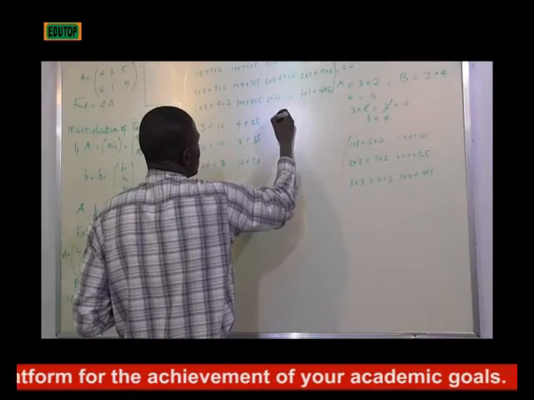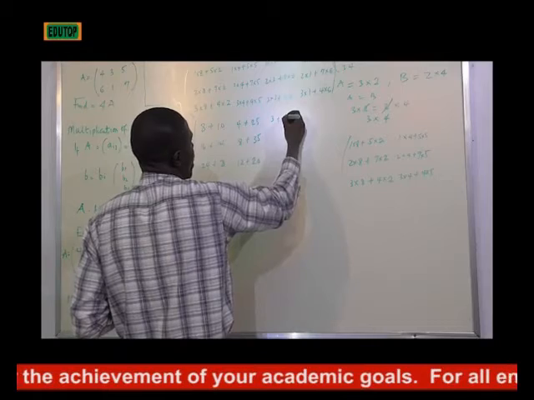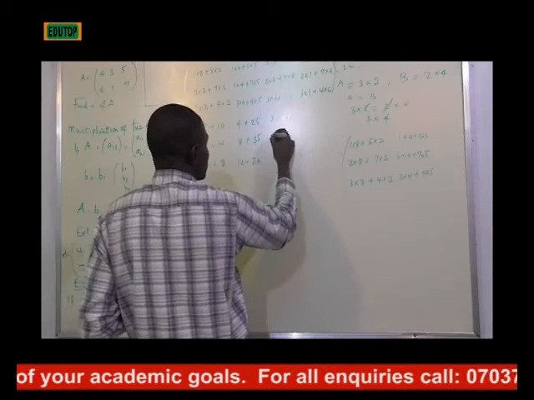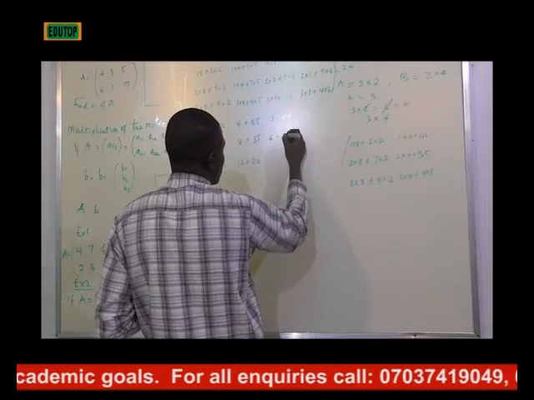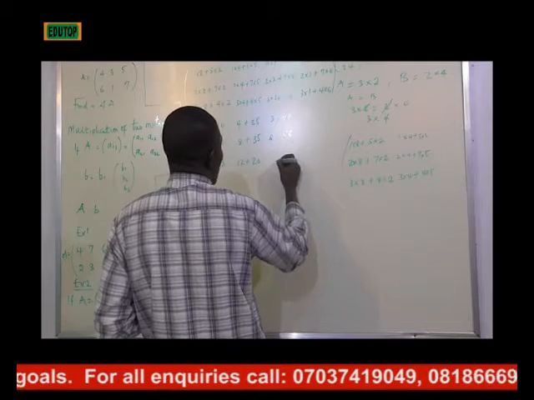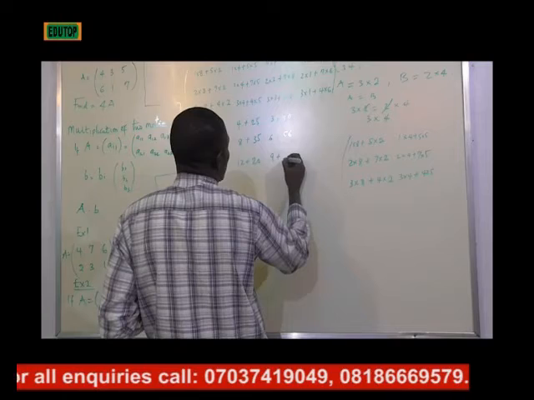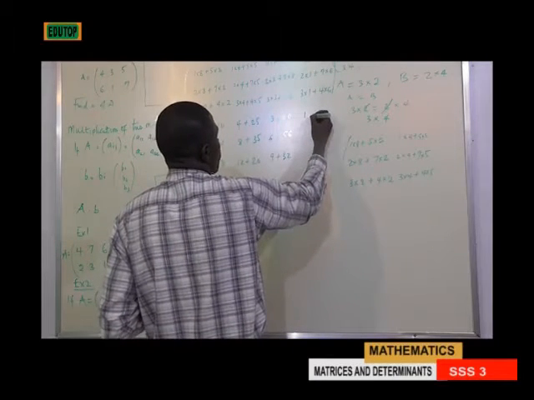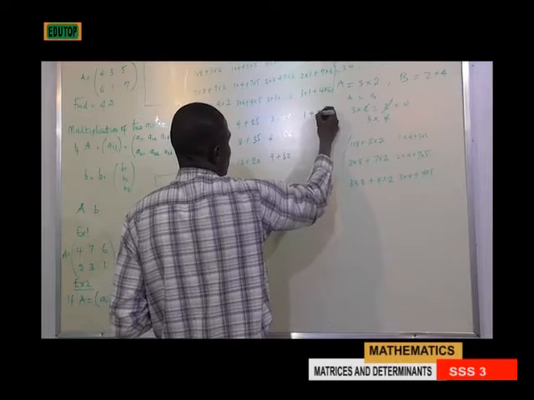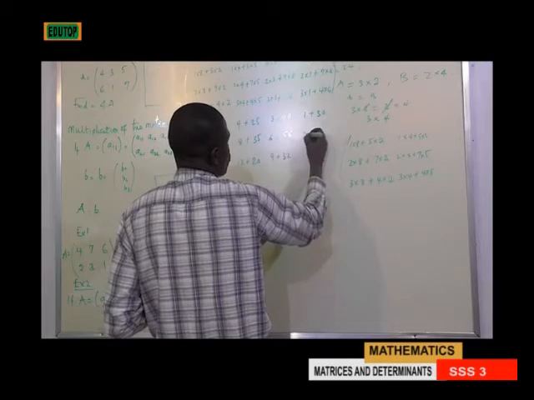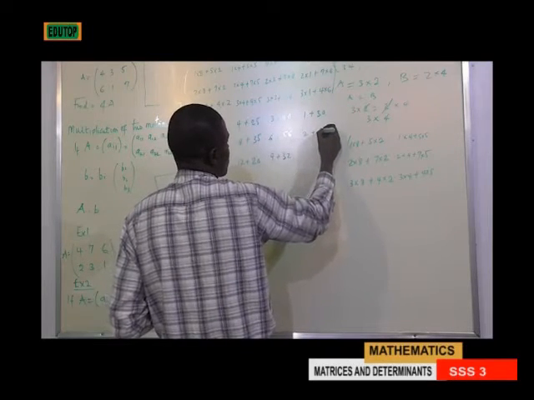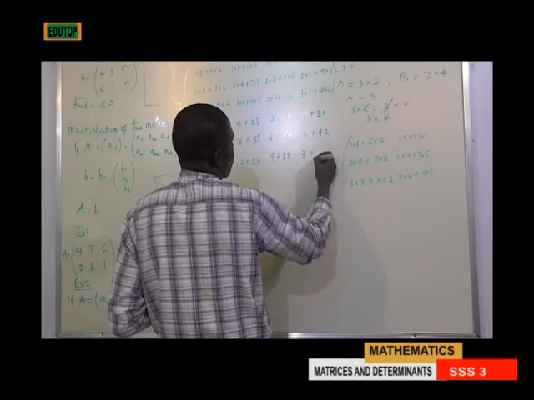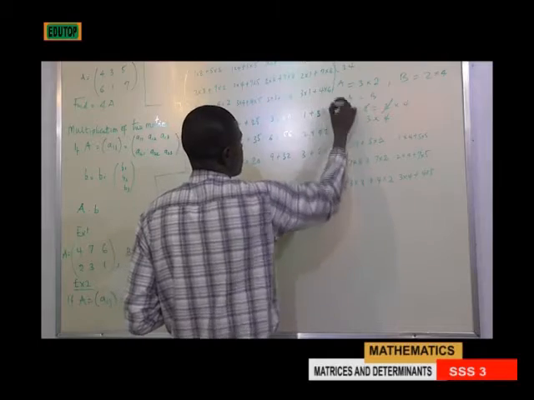1 times 3, 3, plus 5 times 8, 40. 2 times 3, 6, plus 7 times 8, 56. 3 times 3, 9, plus 4 times 8, 32. 1 times 1, 1, plus 5 times 6, 30. 2 times 1, 2, plus 7 times 6, 42. 3 times 1, 3, plus 4 times 6, 24.